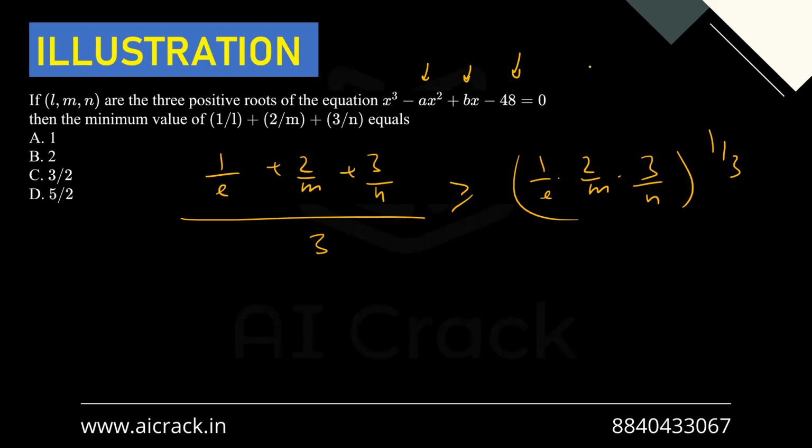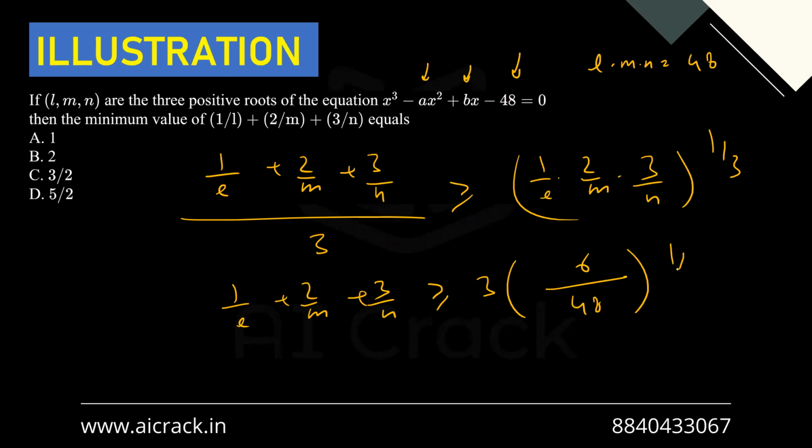So L·M·N equals 48 from the theory of equations. So we'll be getting 1/L + 2/M + 3/N greater than or equal to 3 times, this would become, (6 upon 48) raised to the power 1/3. So this is 1/8. 1/8 raised to 1/3 would be 1/2. So that would be 3/2. So 3/2 is the correct answer.